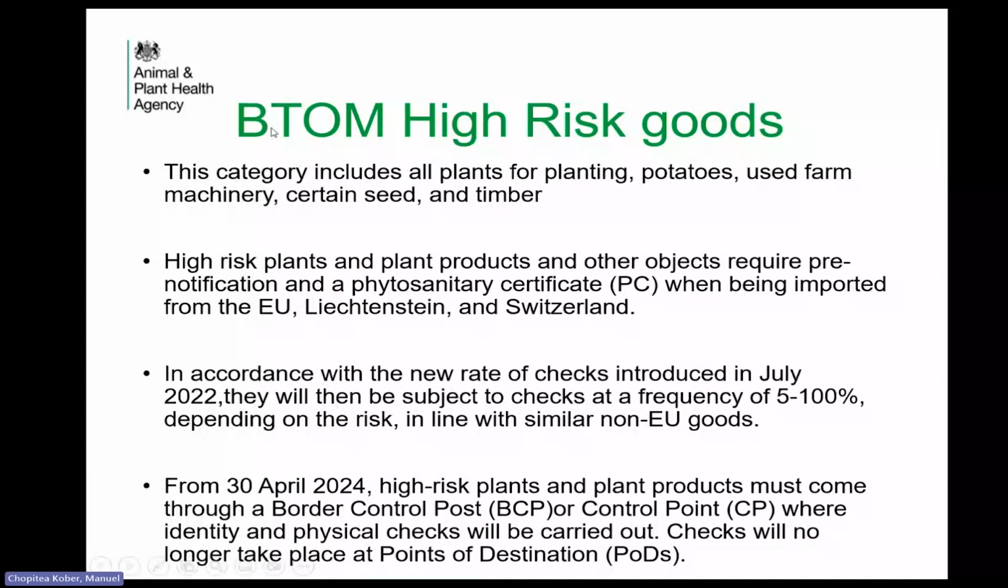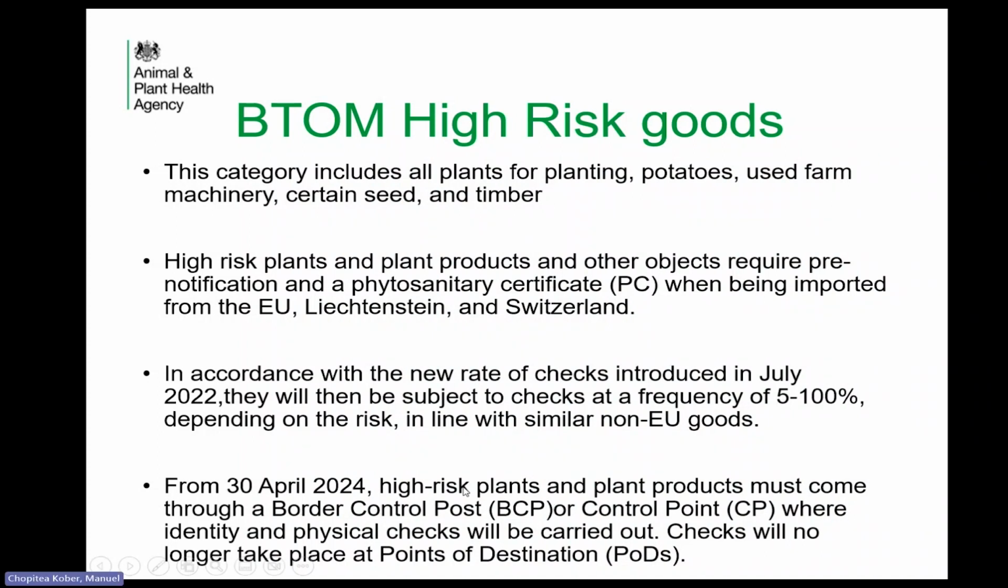Moving to the TOM model. You probably are aware of it from the animal side, but it's the target operating model, and it is how the inspections will change for us. There will be a new high risk classification, with high risk goods that will need to be inspected from 5 to 100 percent. And everything that was coming through the ports, with all the challenges that were there, will now be going further to the BCPs, to the ports and airports.